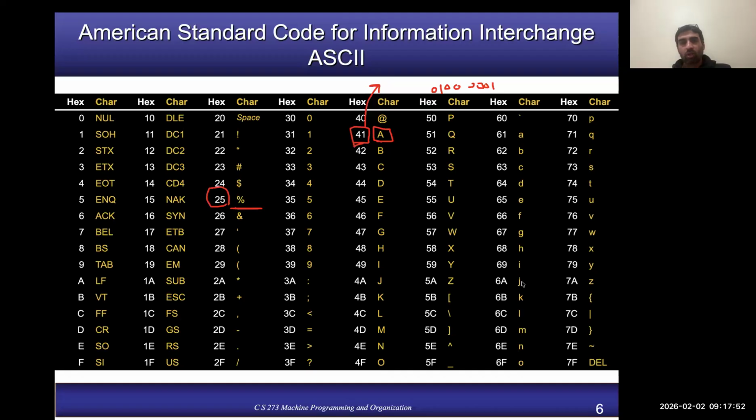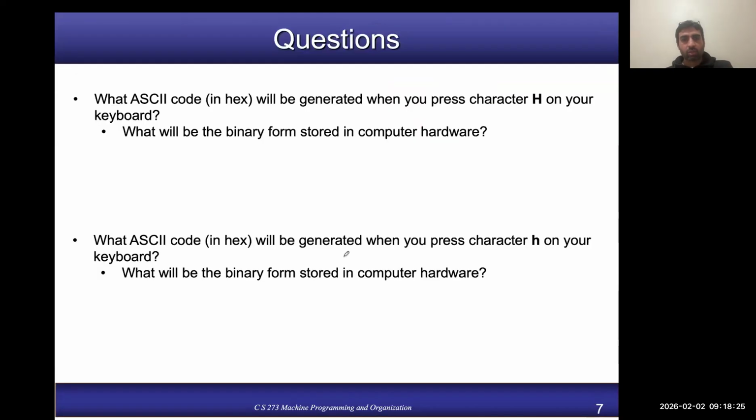So I don't want to go to OneNote to do this exercise, because it takes time to switch back and forth, and I don't want to waste the time. I'm writing the answer here. If the answer you have found is different from what I'm writing, please let me know and then I can help you. So the hex code will be 48, binary will be 01001000. Okay. If you have a different answer, let me know.